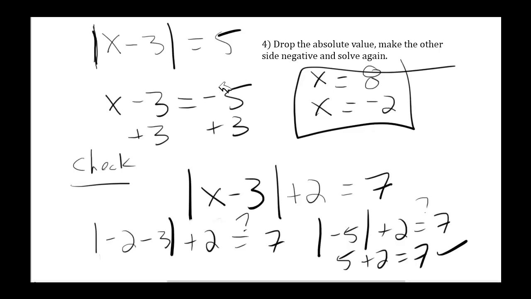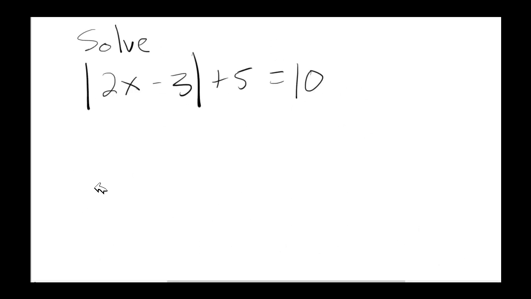Alright, let's take a look at another one. Now, let's give this a shot. So I have an absolute value and I have an equation. So I isolate first. I move the 5 over. So I have absolute value of 2x minus 3. Oops, should not be a parenthesis. There we go. Sorry about that. Is 5. Okay, I've isolated.